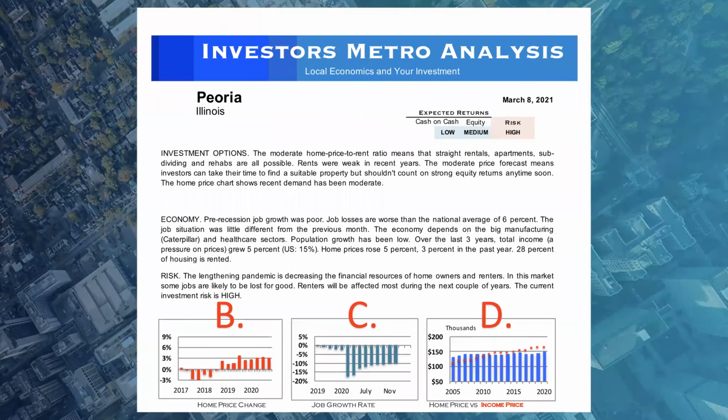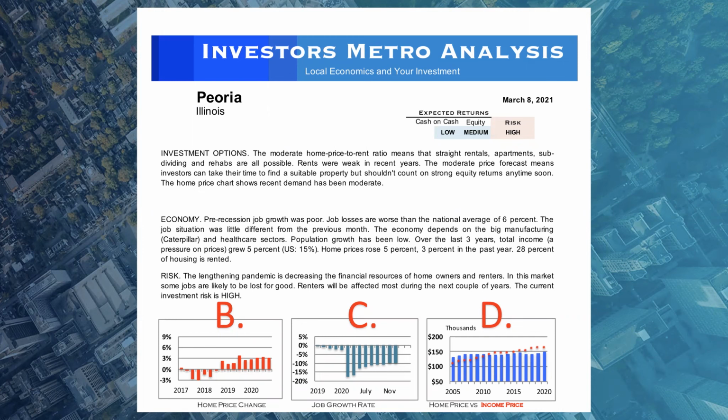In Peoria, the risk is also high, but for different reasons. Chart B shows that demand for housing has been poor for years. Chart C shows that jobs were already being lost before the pandemic. And chart D shows that home prices have basically been flat for 15 years. The risk in Peoria is that demand will be weak not just until the pandemic is over, but well after that.